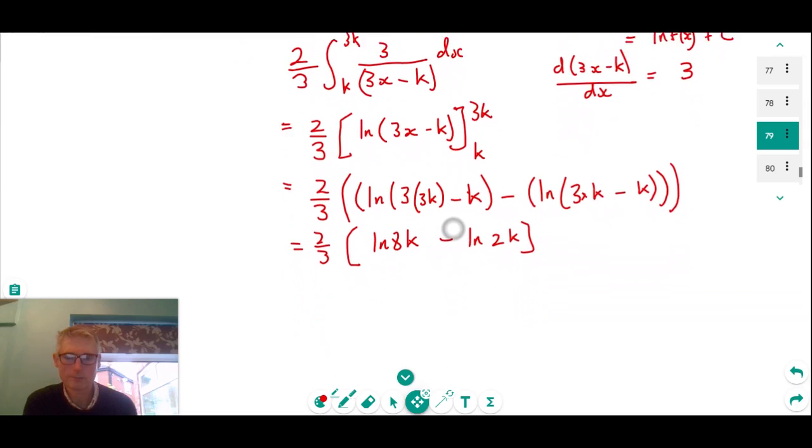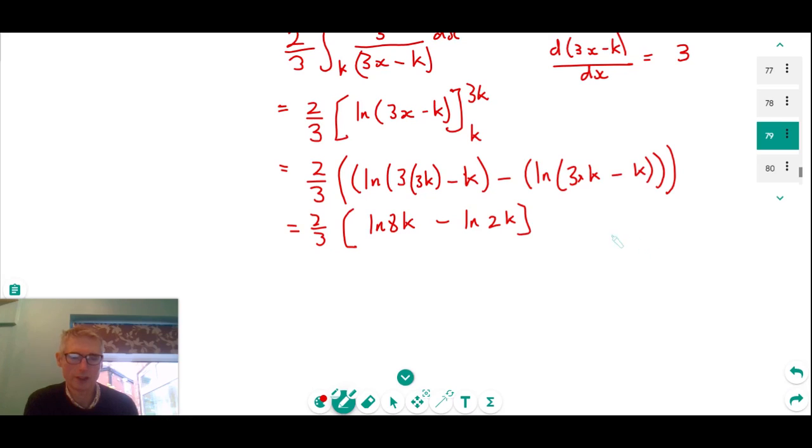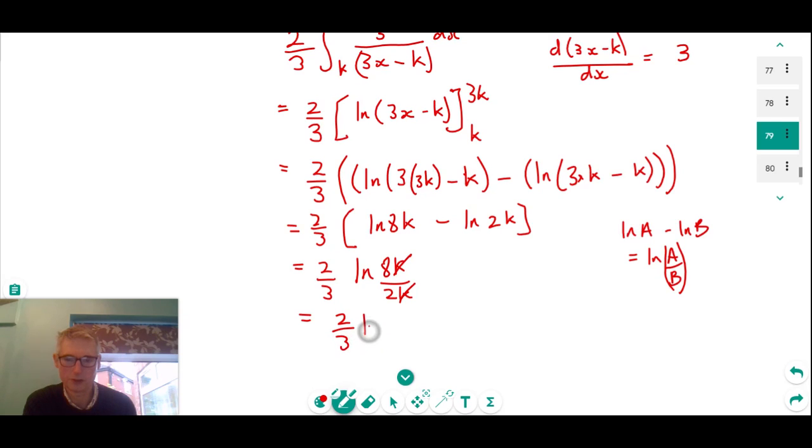Okay, so what I'm next going to do is use the log rule for subtraction. The rule I'm going to use is that log of A minus log of B is equal to the log of A over B. So we're going to use that here, and so what we'll end up with is 2/3 of the log of 8k over 2k, which simplifies because I can cancel the k's and divide the 8 by the 2, so that will give me 2/3 of natural log of 4, which we can see, since it doesn't include k, is independent of k.